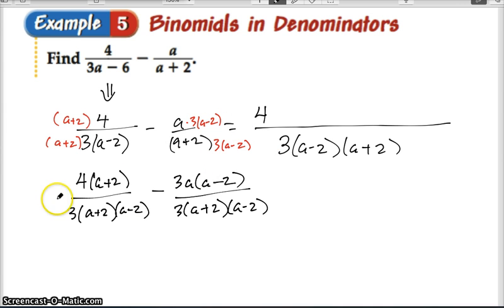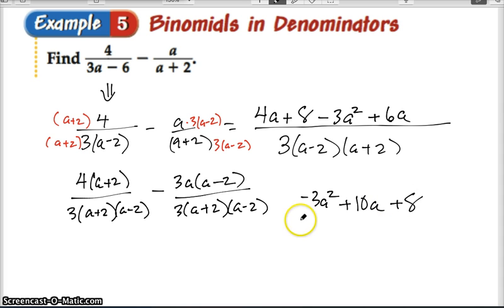So if I distribute the 4 through, I get 4a plus 8. And now I'm distributing a negative 3a. So I get a negative 3a squared plus 6a. You see that? The negative 3a and the negative 2 gives me a 6a. Joining some like terms together, I get negative 3a squared. These guys come together to give me a 10a and a plus 8. All of that is over 3 times a minus 2 times a plus 2.